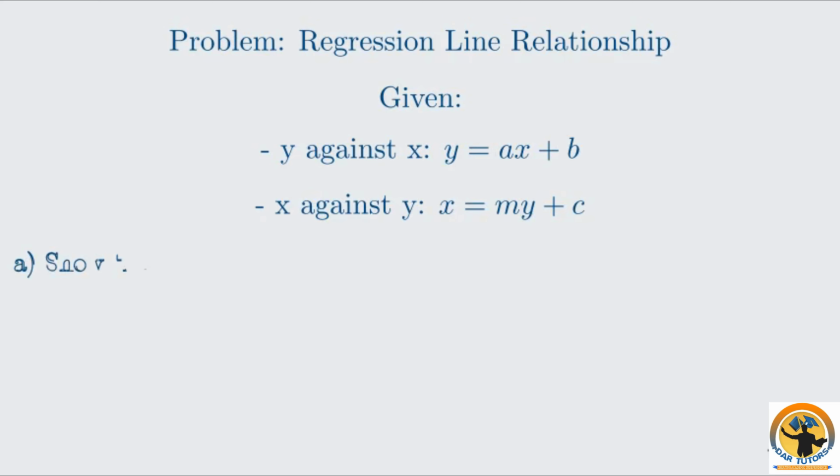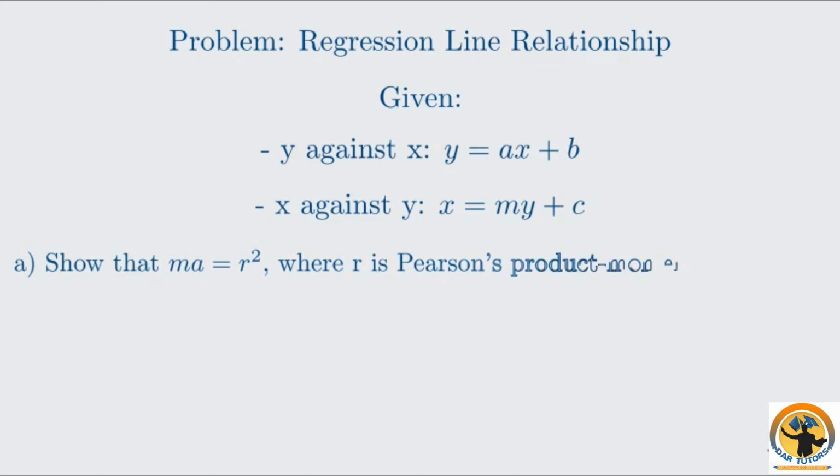The first part is to show that the product of the gradients, ma, is equal to r squared, where r is Pearson's product moment correlation coefficient. We'll use the formulas for the gradients. Let s_xy be the covariance, s_x squared the variance of x, and s_y squared the variance of y.